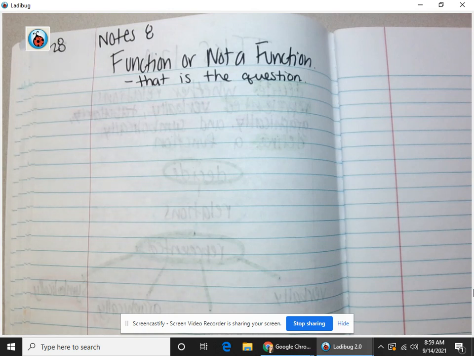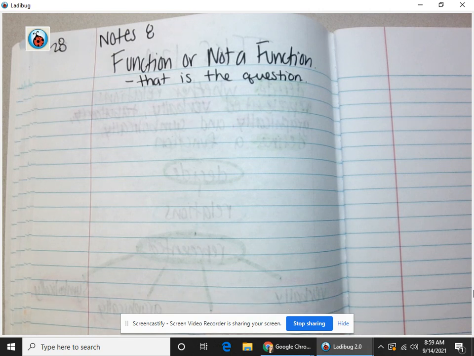So today we're talking about whether a function is a function or not. So function or not a function, that is the question. No, nobody gets it? Okay, fine. Eventually you'll get it when you listen to Hamlet or when you read Hamlet.